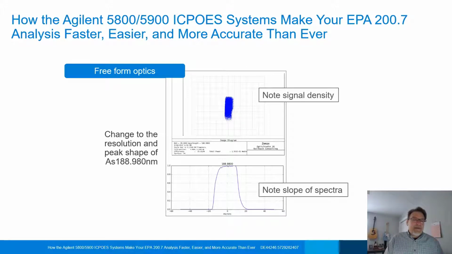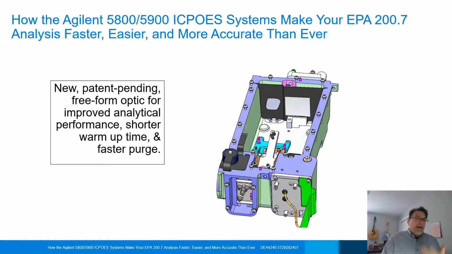The peak is so much better defined. So the resolution has improved radically. The detection limits have improved radically, just because of this one single optical component. What is this optical component, you ask? Well, let me just quickly show you.